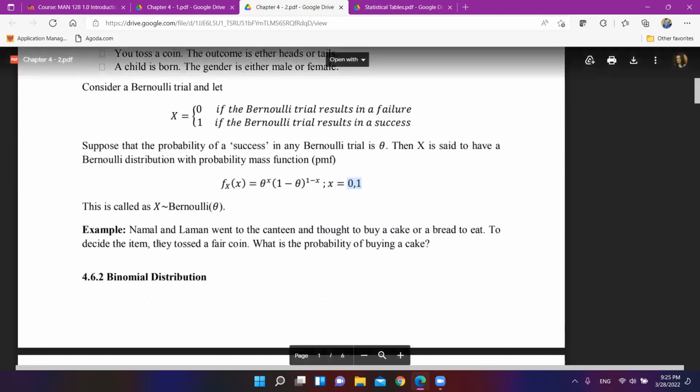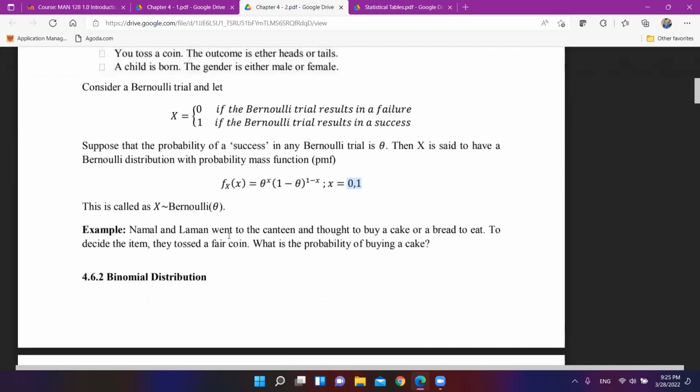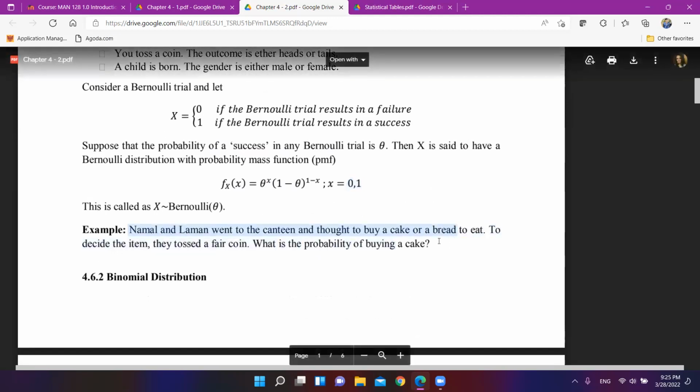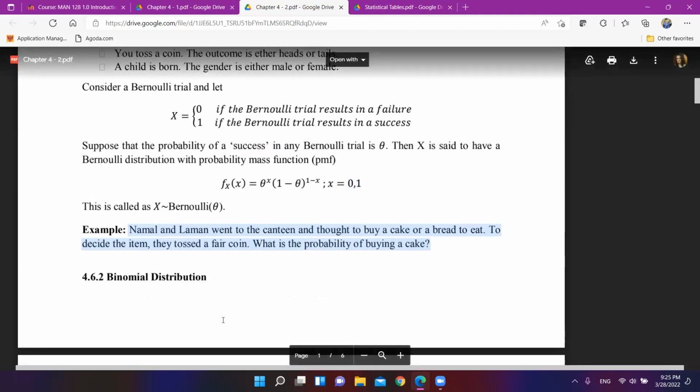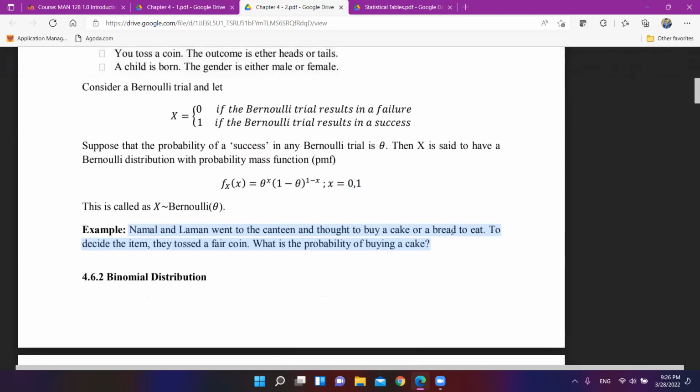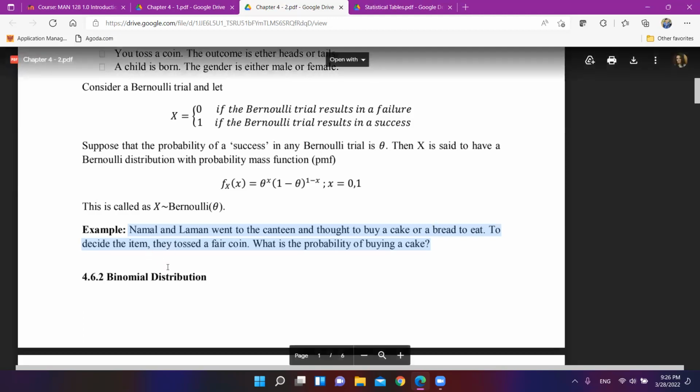Example එකක් දීලා තියෙනවා. Namal and Laman went to a canteen and thought to buy a cake. So this is where Bernoulli distribution is used. මේක පාවිච්චි වෙන තැනක්, right? These two people went to the canteen to buy a cake or a bread to eat, piece of cake or slice of bread. To decide the item, they tossed a fair coin.